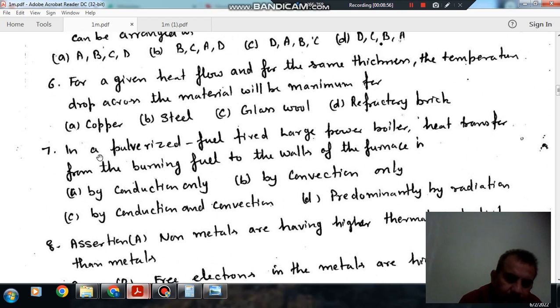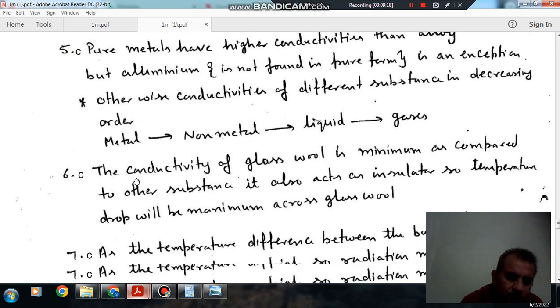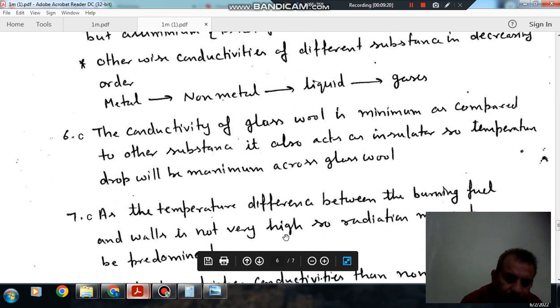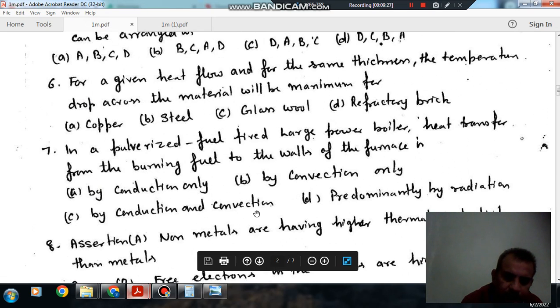Next, in a pulverized fuel fired large power boiler, heat transfer from burning fuel to walls of the furnace is option A conduction only, option B by convection only, option C by convection and conduction, option D prominent by radiation. So answer is your C. The temperature difference in the burning coil is not very high, so radiation may not be prominent. So answer is your C, conduction and convection.